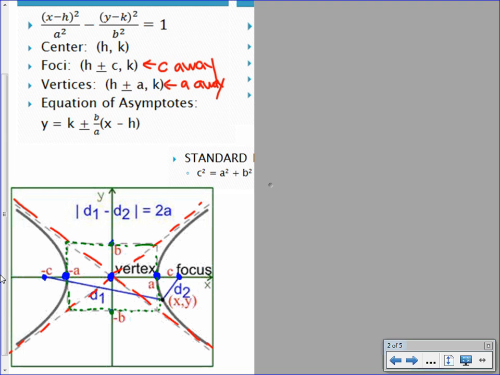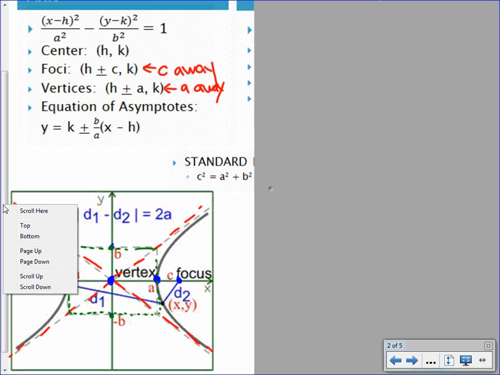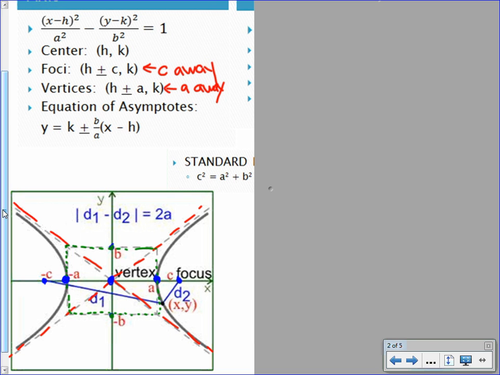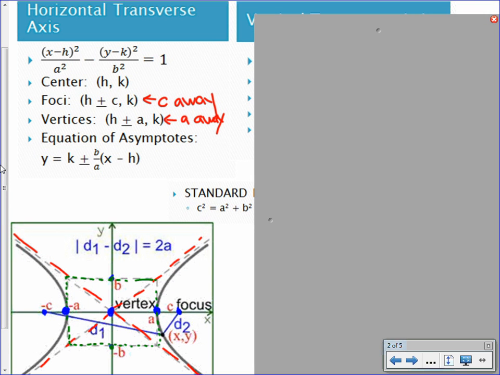Okay. Any questions before we talk about vertical? Okay. Intuition, what do you think is going to change when we go to the vertical?